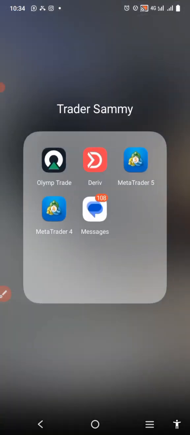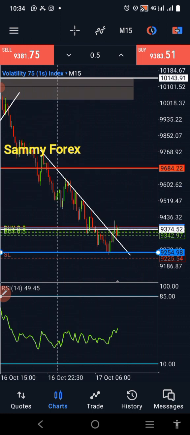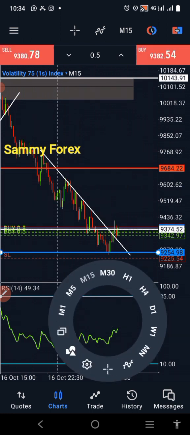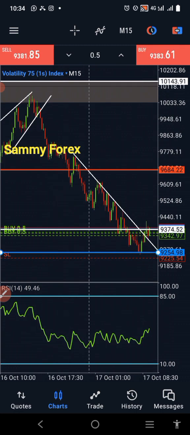Quickly, I want to show you something. I just took an entry right now on Volatility 75 (1s). So you all know I trade divergence, and the first divergence of the day is what I trade. So this is it, guys.